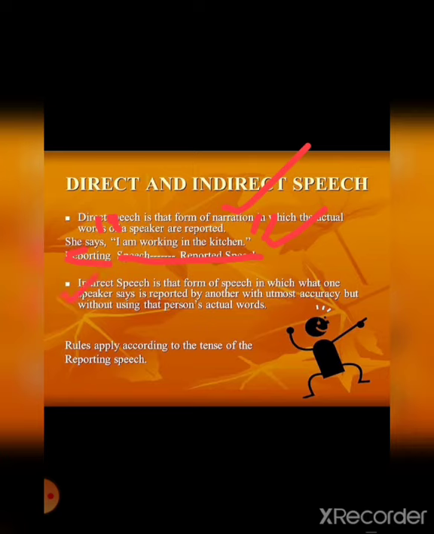Okay, and indirect speech is the form of speech in which what one speaker says is reported by another with utmost accuracy but without using that person's actual words. That means whatever I am telling to you, you are telling it to your father or mother or somebody else with utmost accuracy. That means accurately whatever I have said, you are telling them the exact thing, but not my actual words. So this is indirect speech.